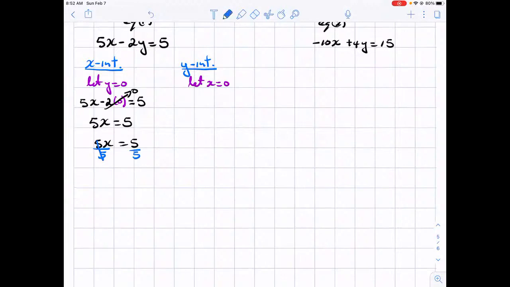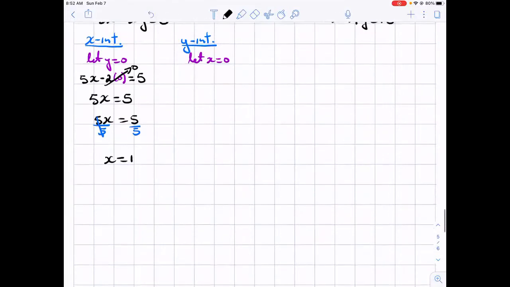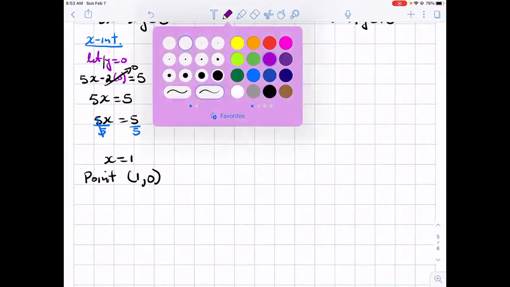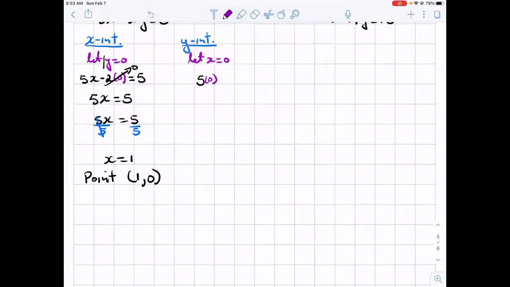Now don't forget that the point here, your point, is 1 comma 0, because we said y is equal to 0. Okay? Now, let's find our y-intercept. For our y-intercept, x has to be 0. So instead of x, I write 0.